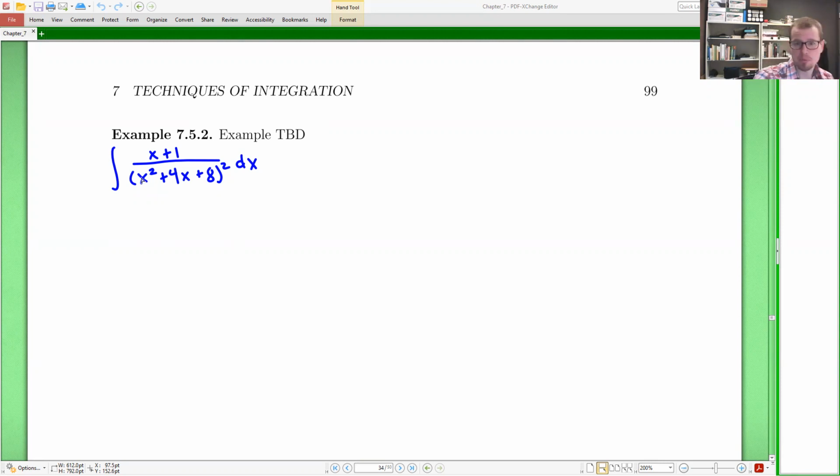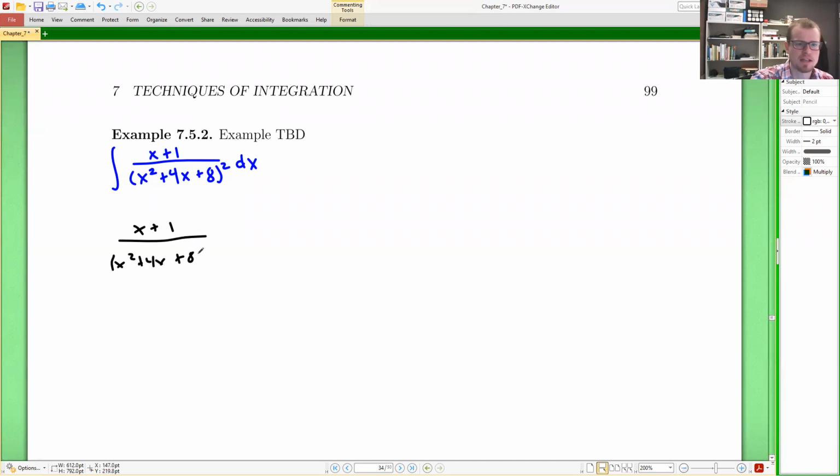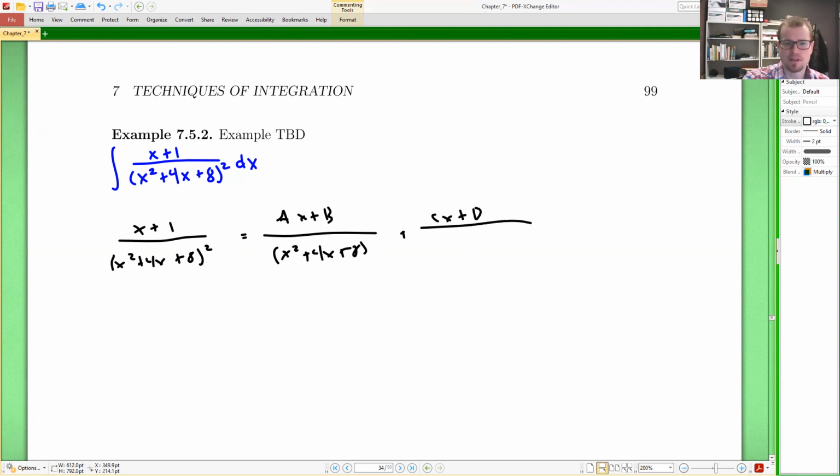If you think about that, partial fractions, what this would lead to, I'm going to write this in black here so we can recognize that I'm going to end up erasing this. If I wanted to find x plus 1 divided by x squared plus 4x plus 8 squared is equal to ax plus b over x squared plus 4x plus 8, since it's a repeated irreducible quadratic, we would need a fraction with cx plus d in the numerator and x squared plus 4x plus 8 squared in the denominator.